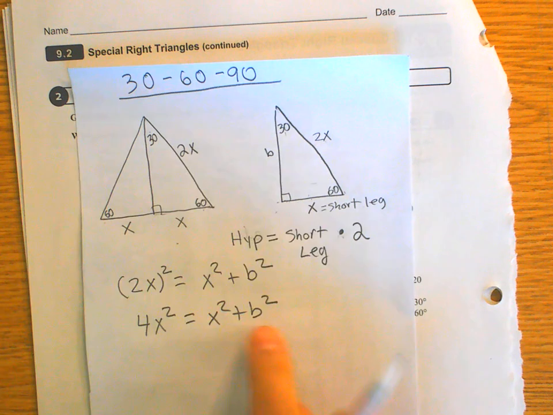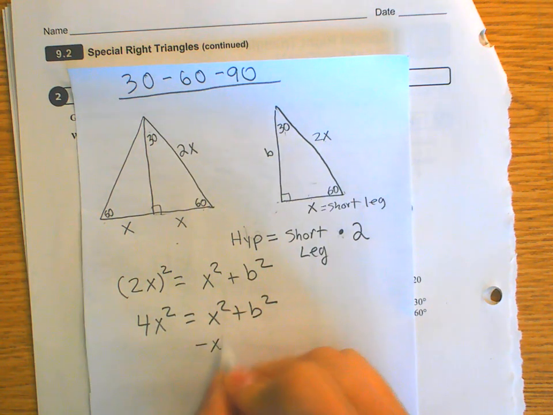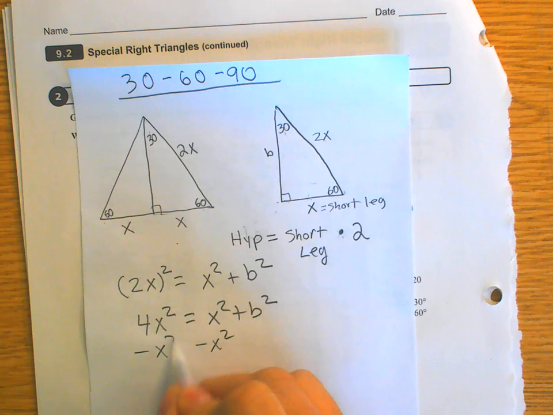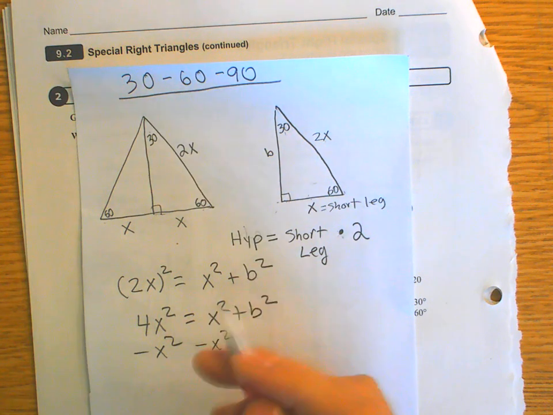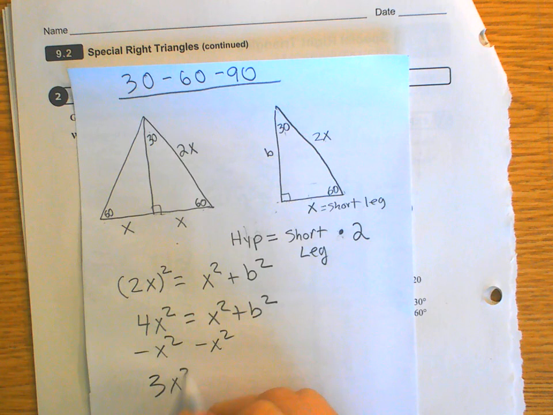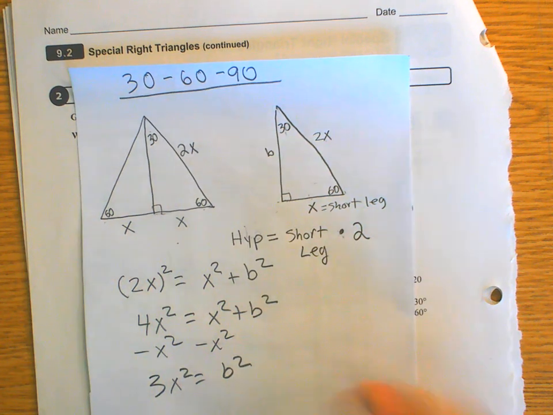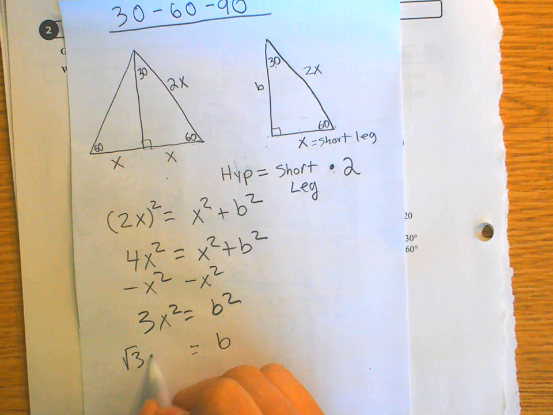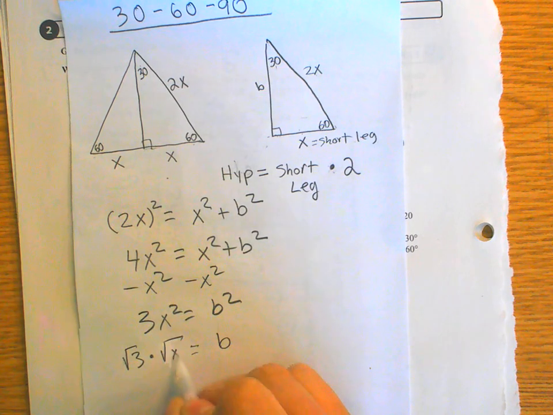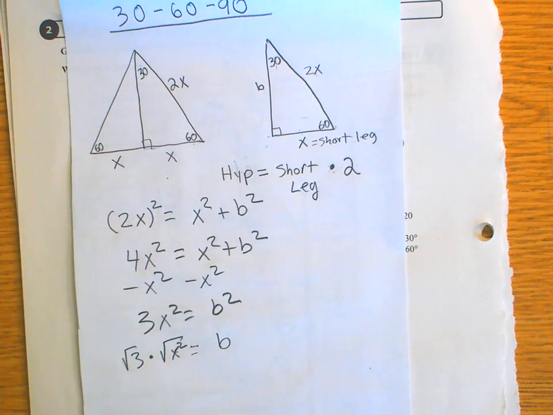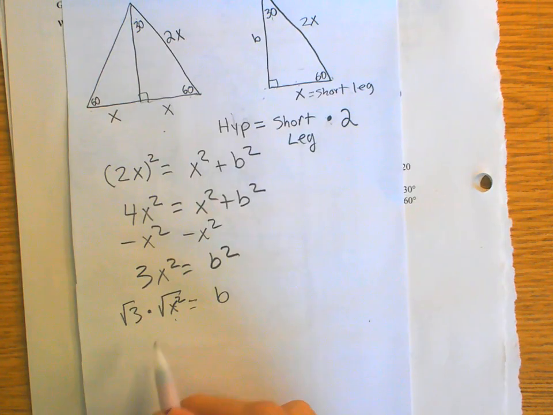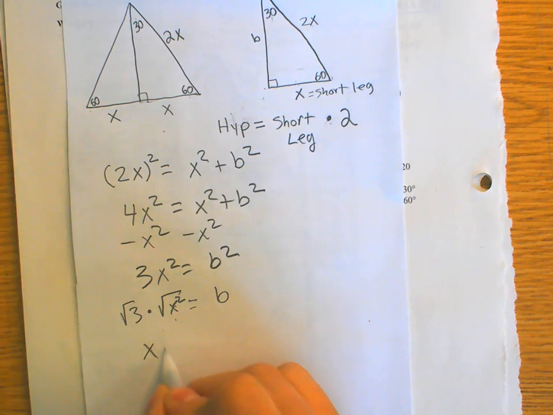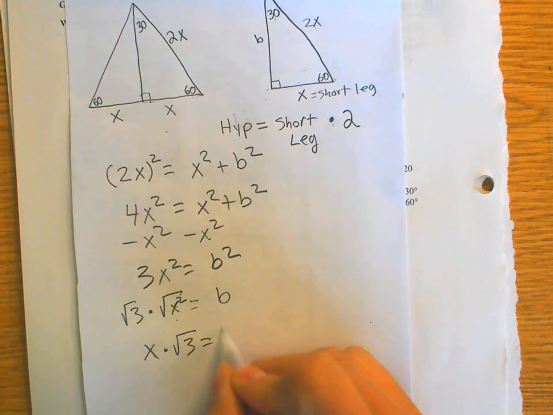Now, I'm going to solve for b by subtracting x squared. That's not going to cancel these out, plus I don't like the word cancel. 3x squared equals b squared. Take the square root of both sides, and you're going to get b equal to the square root of 3 times the square root of x squared. Now, this right here is just going to be x, so I'm going to put that right at the front. So x times radical 3 equals b.